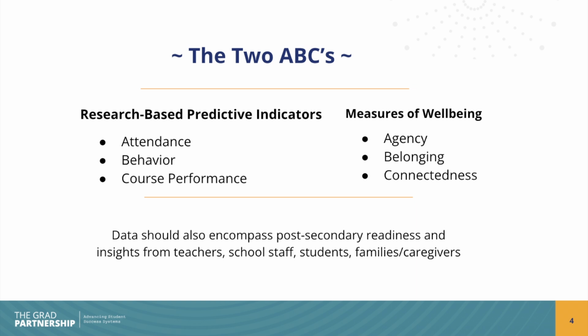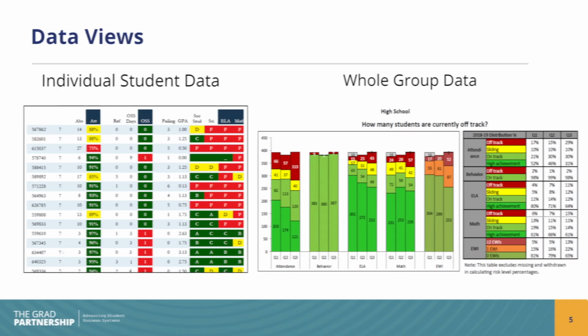The key predictive indicators that student success teams look at are attendance, behavior, and course performance, and measures of well-being. Well-being measures include indicators of student agency, belonging, and connectedness. These are commonly referred to as the two ABCs.